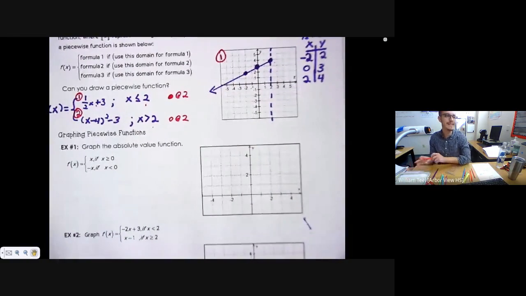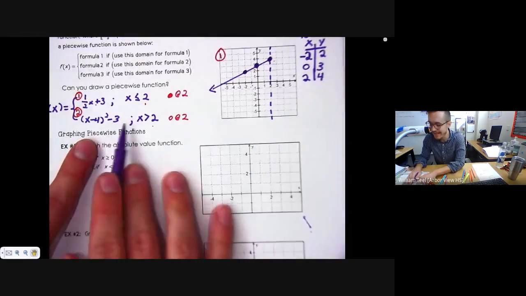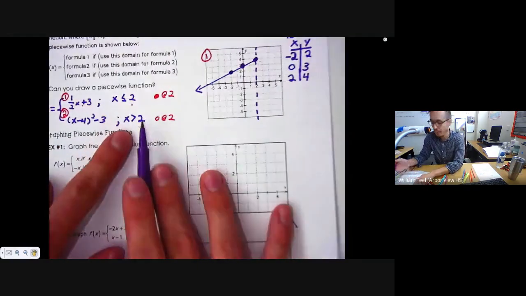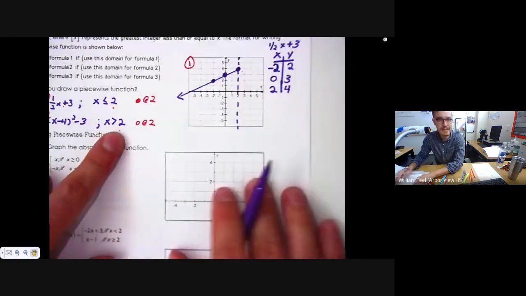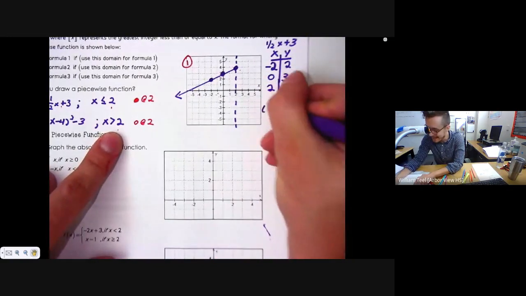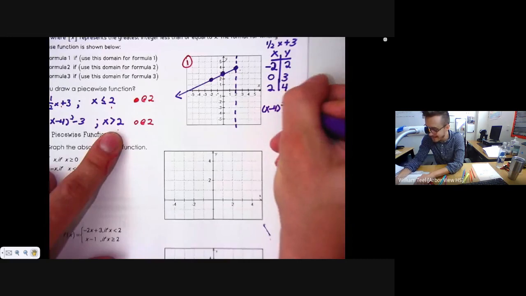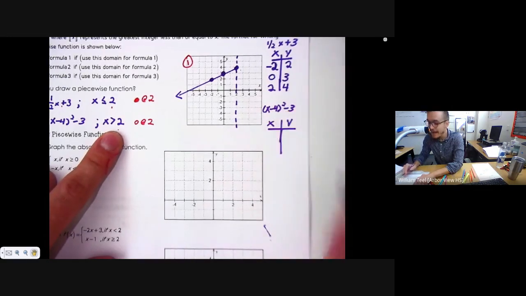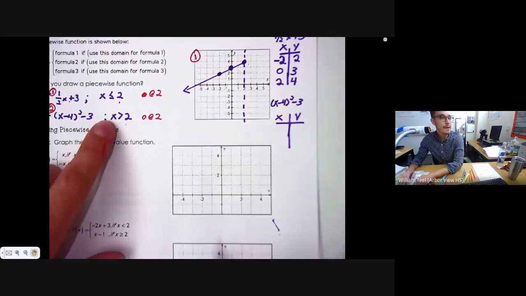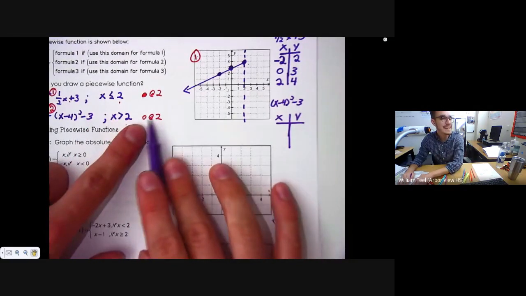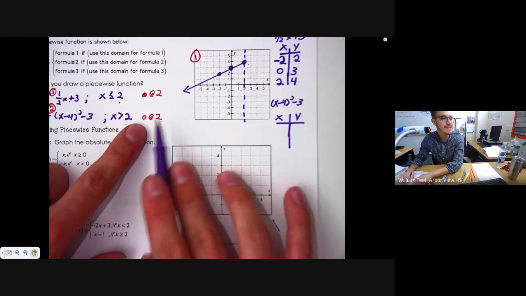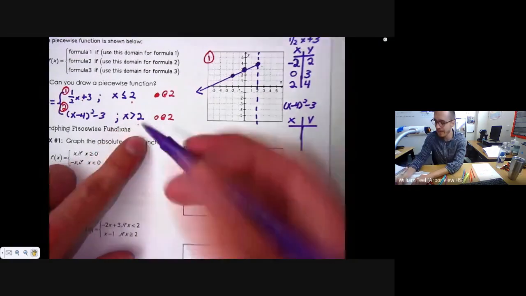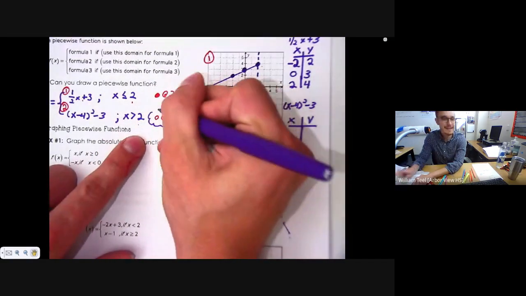Okay, now let's look at the second part of the piecewise function. So I have (x minus 4) squared minus 3 when x is greater than 2. So let's go ahead and put another table down here. So I'm going to say this is (x minus 4) squared minus 3. I have x and y here. Now I'm going to go ahead and start at 2, because keep in mind we're going to have an open dot at 2. So I'm still going to graph this function at 2, but just keep in mind we are going to have an open dot at 2.